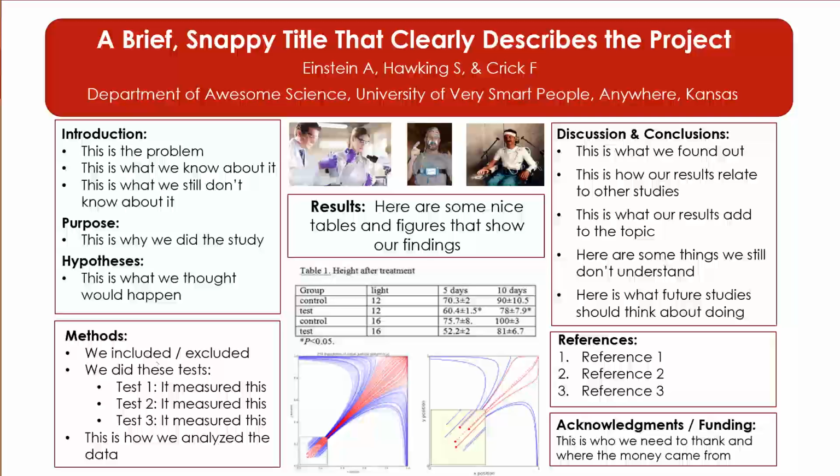So these are the patients, these were the characteristics. We only wanted people between 30 to 40 years of age. We excluded people who were 40 and above. So whatever you have to mention your inclusion criteria, and then you have to also mention what your exclusion criteria were. We did these tests. Test 1, this is what it measured. Test 2, test 3, and this is how we analyzed the data.